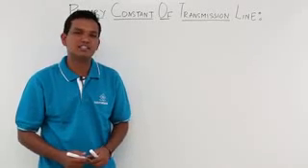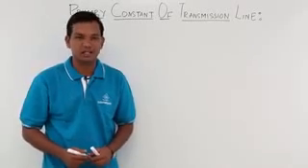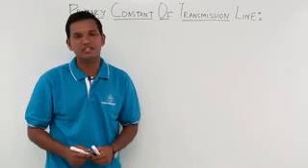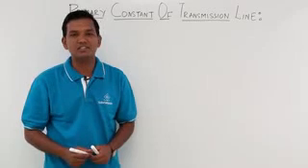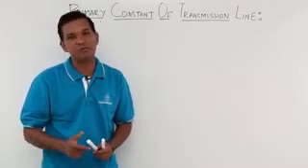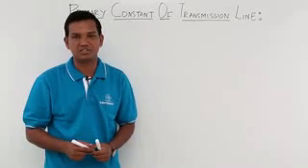In this class, we will discuss the primary constants of the transmission line. As we have already discussed, for any transmission line, you have to consider the transient time effect when the length of the wire is comparable with the wavelength of the transmission line, right?